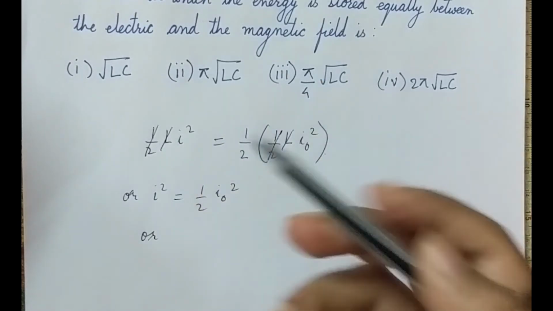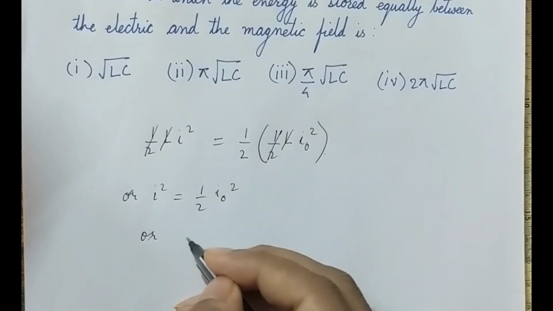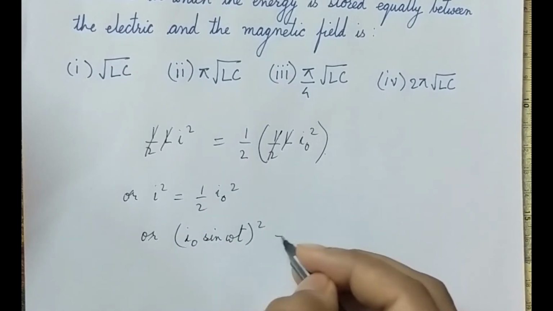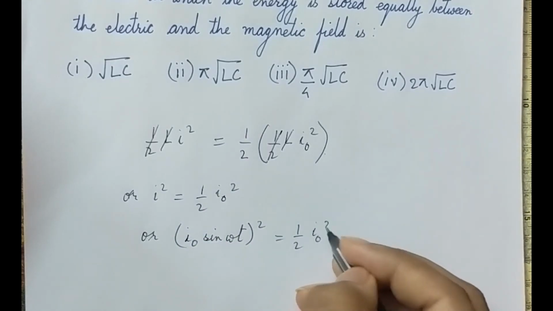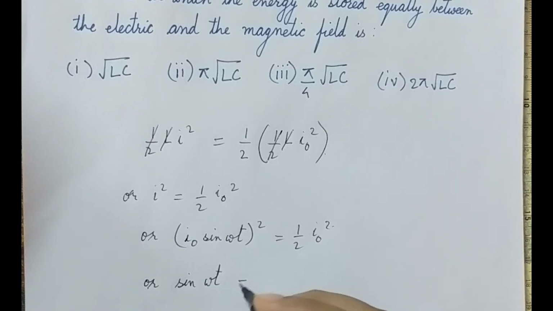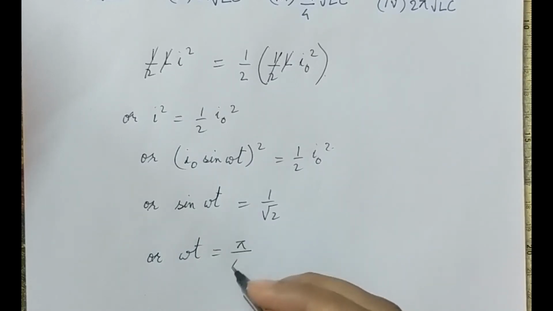I in an LC oscillation varies as a sinusoidal or a cosinusoidal function, so we'll keep it a sine function for now. So I naught sine of omega t whole square is equal to half of I naught square. I can cancel the I naught squares on both sides. So I have sine of omega t is equal to 1 by root 2. That means omega t should be equal to pi by 4, or t should be equal to pi by 4 into omega.